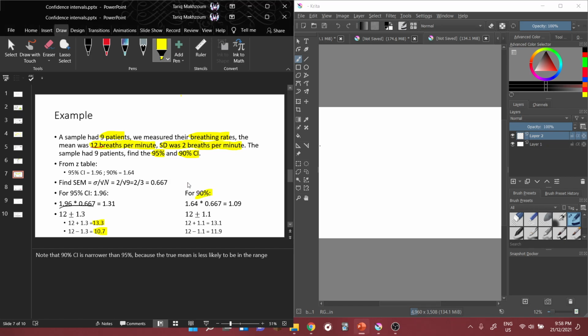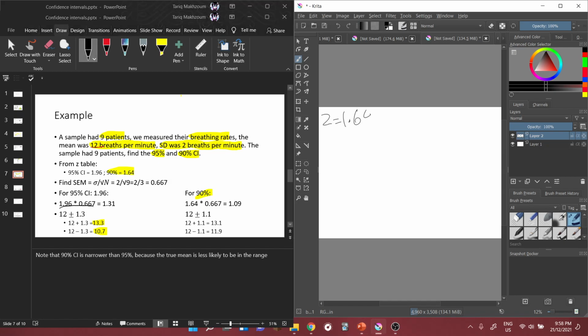And so at 90%, from the Z table again, the Z value is going to be 1.64. And since our standard error of the mean, which we calculated already, is 0.667, we multiply these two together. So 1.64 times 0.667 is going to equal 1.09.